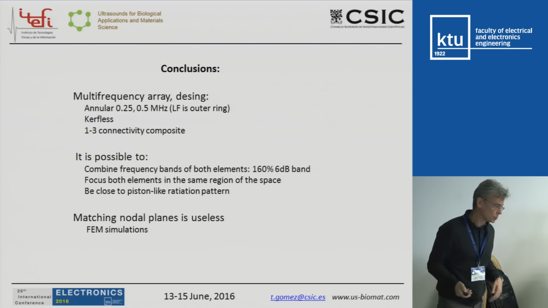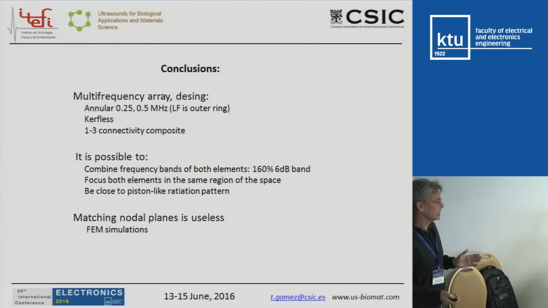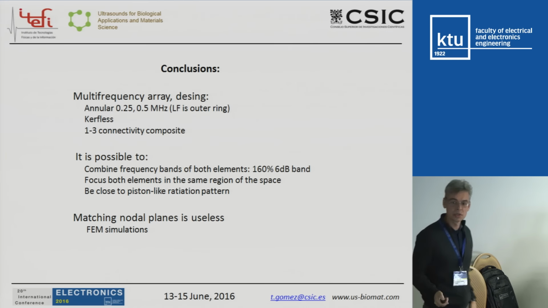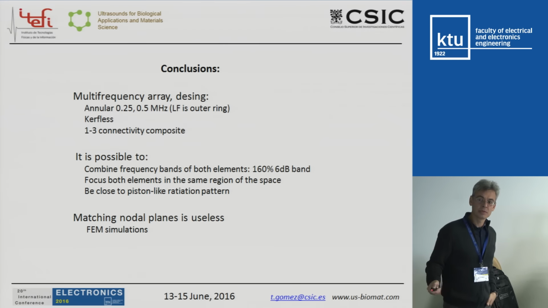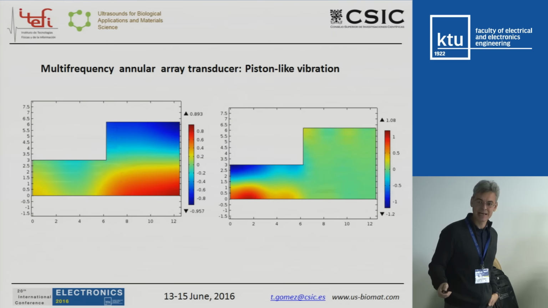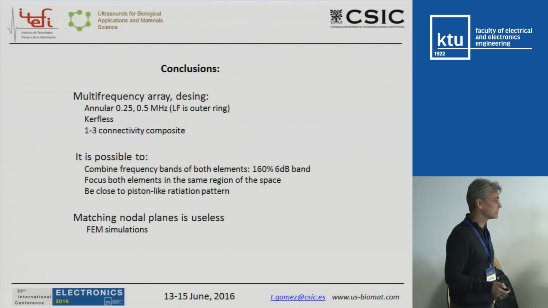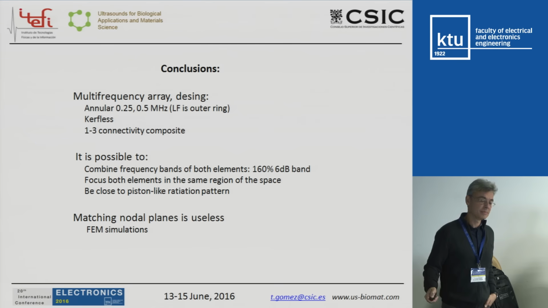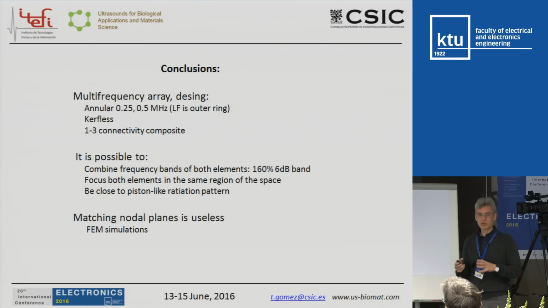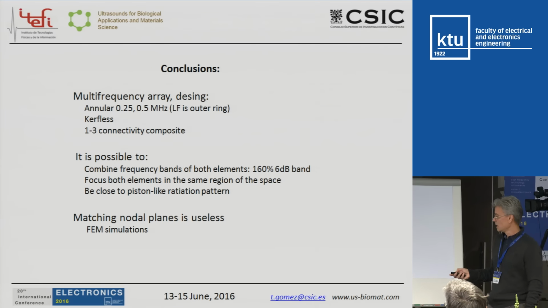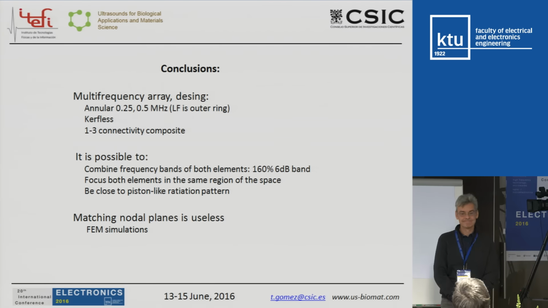This is a transducer whose center frequency is about 0.5 megahertz, and it goes from 0.2 up to 1, so it's huge. And we can focus the fields of both elements in the same region of the space, and we can be close to the piston-like radiation pattern using this configuration, which has another advantage: we keep the integrity of the electrode, so we do not have to replace this electrode. And well, the idea of matching nodal planes seems to be useless, because when you match the nodal planes, FEM simulations show that the vibration of the transducer is not as we expected. So, well, that's all. Okay, thank you very much.